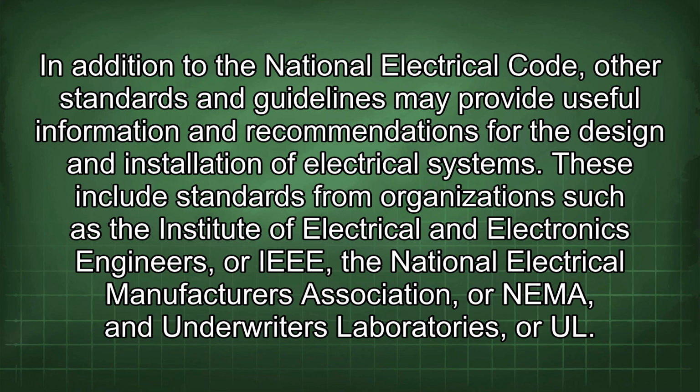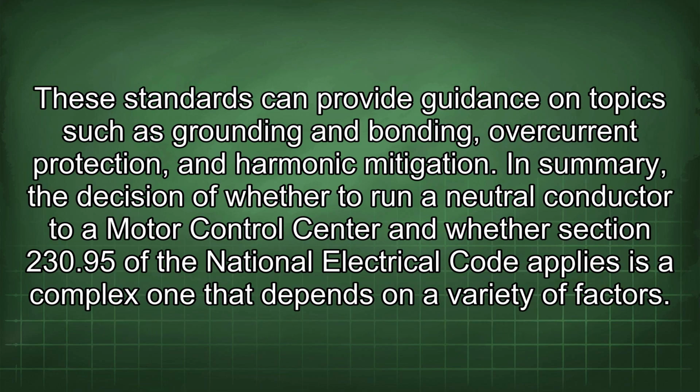In addition to the National Electrical Code, other standards and guidelines may provide useful information and recommendations for the design and installation of electrical systems. These include standards from organizations such as the Institute of Electrical and Electronics Engineers, or IEEE, the National Electrical Manufacturers Association, or NEMA, and Underwriters Laboratories, or UL. These standards can provide guidance on topics such as grounding and bonding, overcurrent protection, and harmonic mitigation.